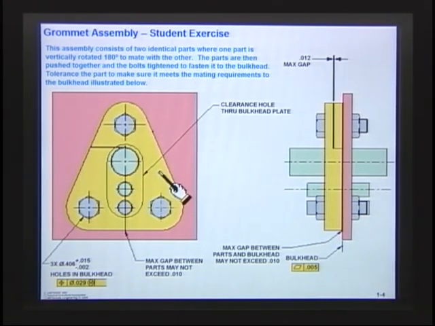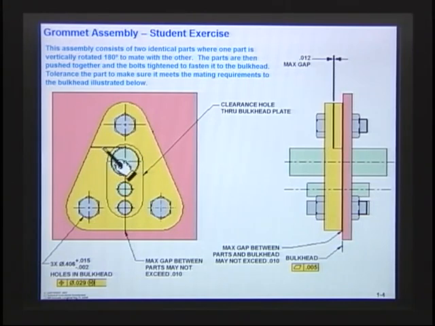Now there are some design requirements that have to happen here. The gap, when these two parts come together, you see that gap right across there, may not exceed 10 thousandths. The clearance holes in the bulkhead, this is the size of them. There are 3 of them. We have a .406 plus .015 minus .002. Those are the holes in the bulkhead, and they're positioned within .029.